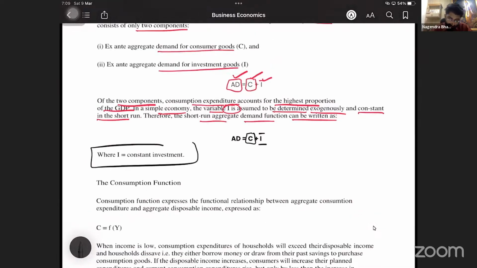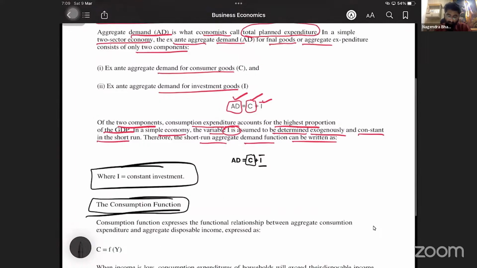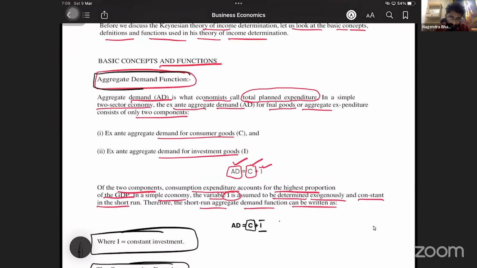Where I is constant investment. The next important concept we are discussing is the consumption function. Right now, we discussed the aggregate demand function. How to calculate aggregate demand? C plus I. Remember, usually investment is constant. In one year, I will not increase my investment, but consumption will be different. Consumption can increase or decrease, but investment will be constant in the short run.